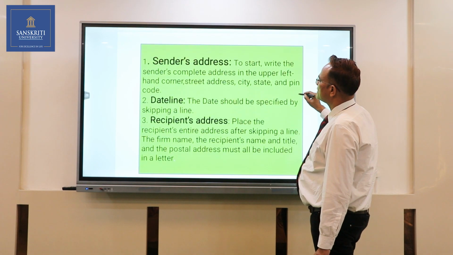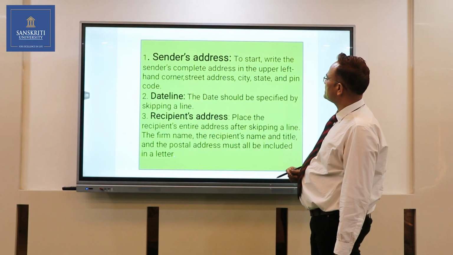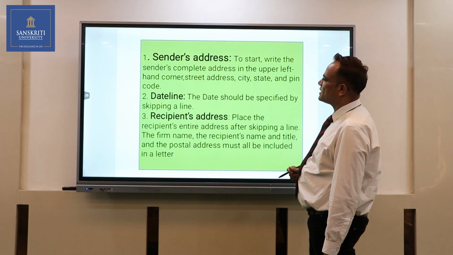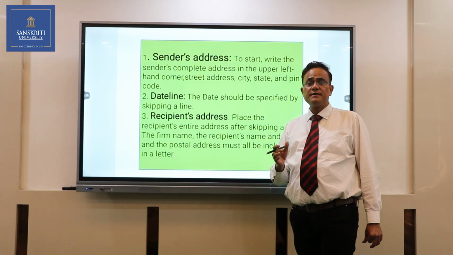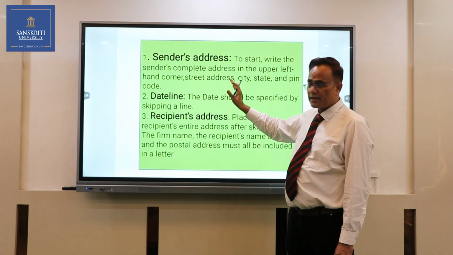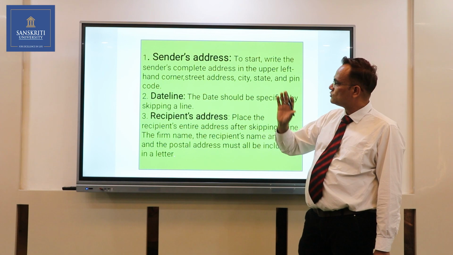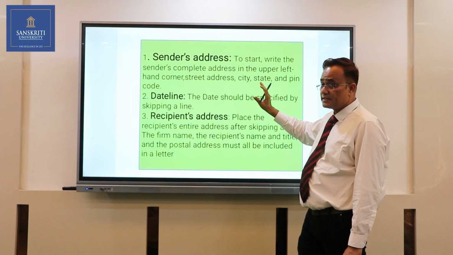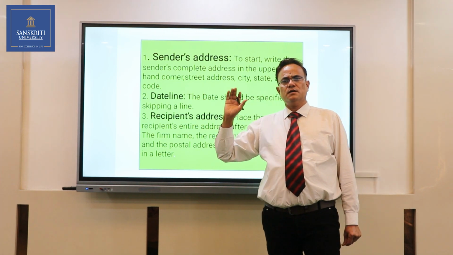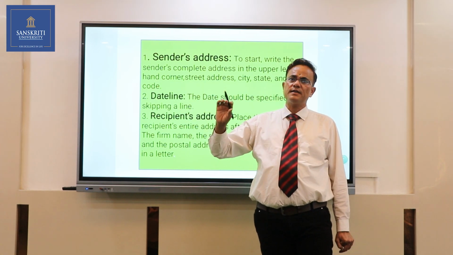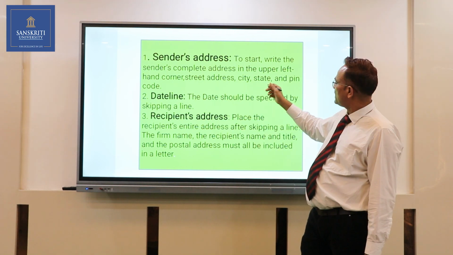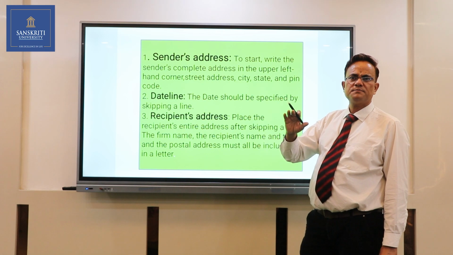Now I have told you the sender's address. To start, write the sender's complete address in the upper left hand corner: street address, city, state and pin code. Definitely, you will write the address in this manner. If you know the flat number, you just write the flat number, then the street address, then the city and the state. If you are going to write, like, Noida, you just write the name Noida. Okay, and the state is Uttar Pradesh, and the pin code, whatever the pin code is.